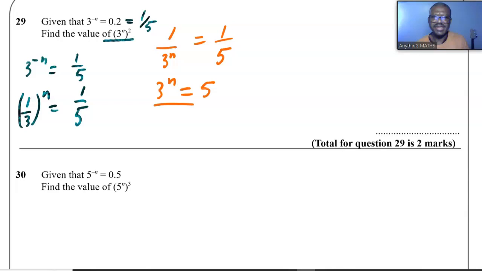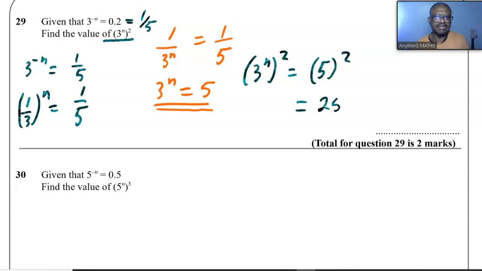So this is really important. That's not the answer, but you've been able to know that 3 raised to the power n is 5. The question though is, you're supposed to find the value of 3 raised to the power n all squared. But we know that 3 raised to the power n is 5. So it means we have to square the 5 as well. And the answer will be 25.